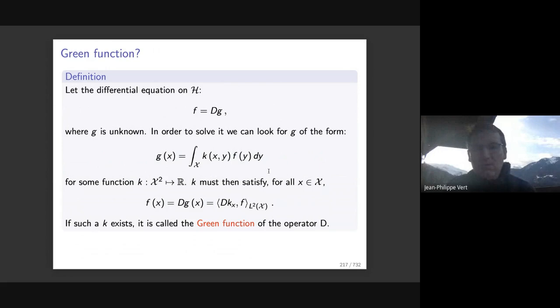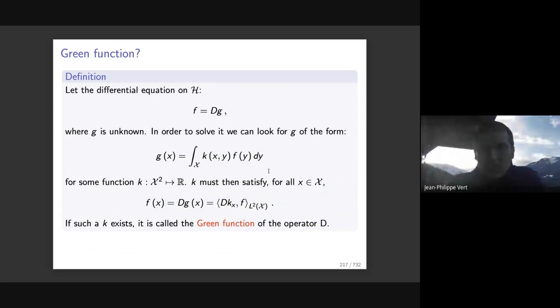So what is the constraint on k in order to make sure that g is the solution of the equation f equal dg? You see that if you just replace g by this expression in the differential equation, what we need to have is that for any x, f of x should be equal to dg of x. And dg of x, if g can be written as the integral, would be the L2 inner product between dk_x and f, right? And so if there is a function k such that f of x is equal to the L2 inner product between dk_x and f, we call k the green function of the operator d.